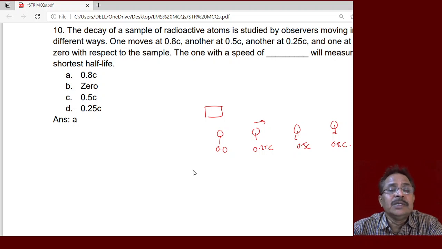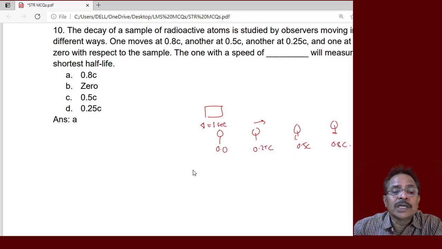These are different. The one with the speed of dash dash will measure the shorter half-life. So again, if we are going to measure the time dilation, we are going to measure the duration of the second. For him, this second will be exactly equal to 1 second. So the second of this is 1 second. Now the second of this will be longer than this.